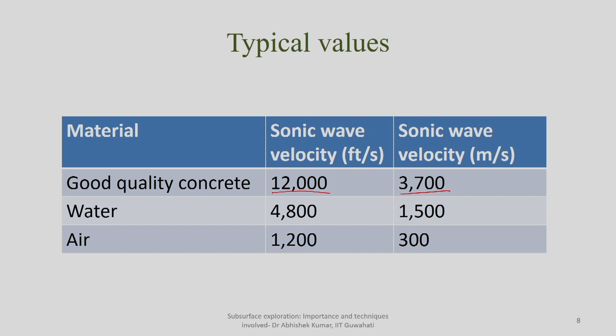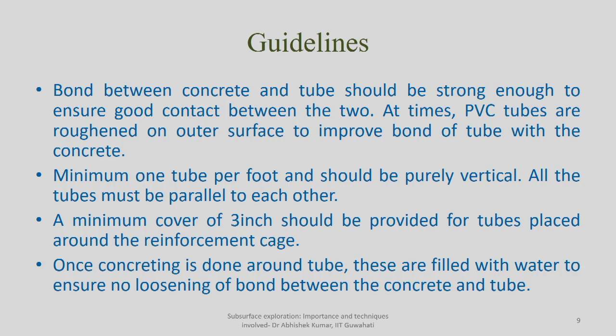In the same way, in water it is 4800 feet per second or 1500 meters per second. In air, it is 1200 feet per second or 300 meters per second. So depending upon the material in which you are doing the test, you can get an idea on average, depending upon the strength of that material or density of the medium, how much resistance the medium should offer and how much the medium is actually offering. So that is identification of the anomaly or commenting on the quality of the concrete. Now, this is about the interpretation part, how you do the test.